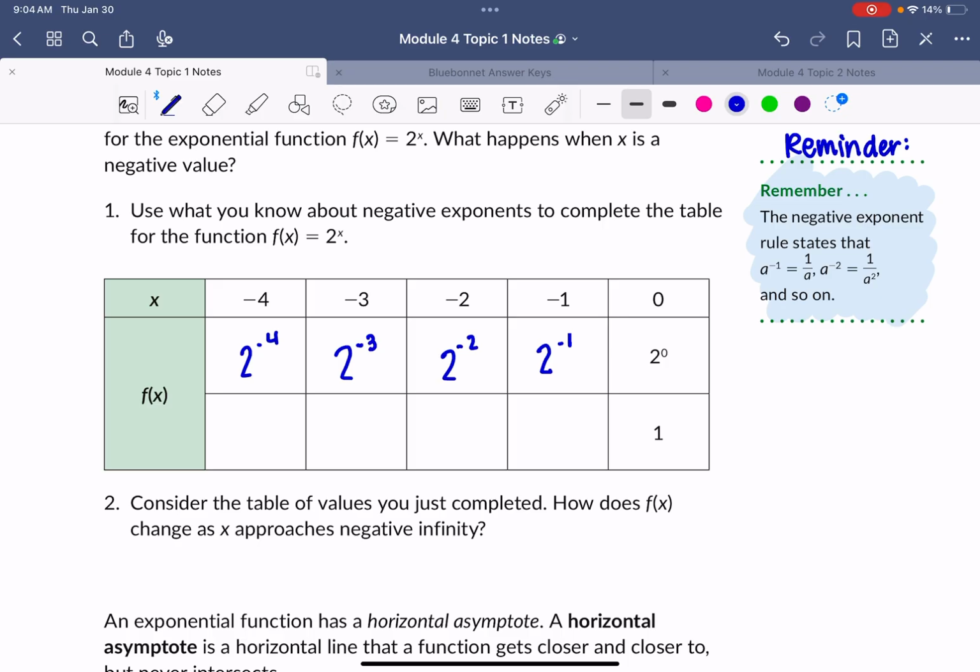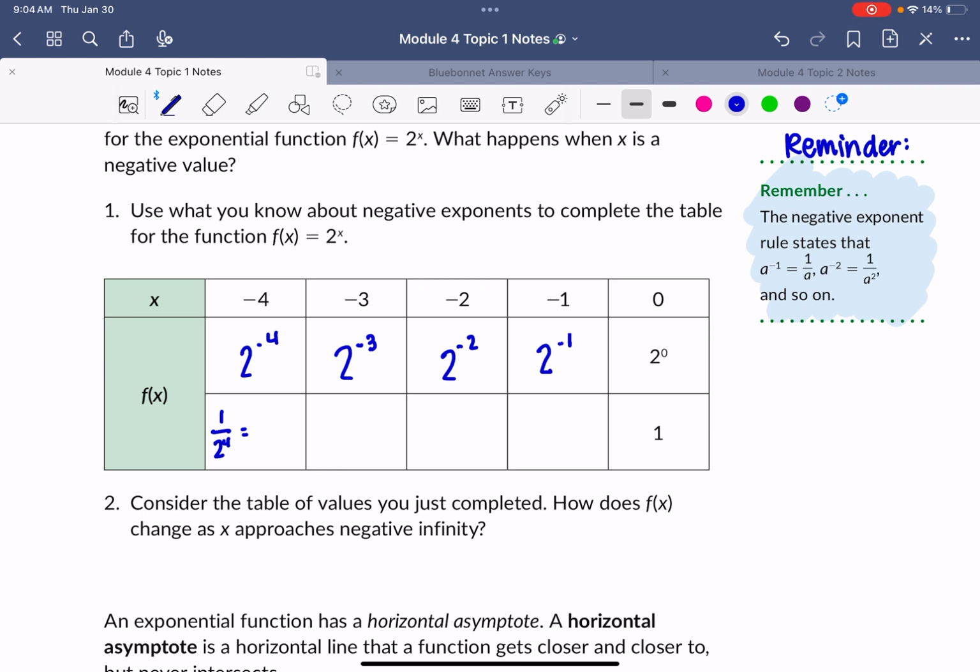Well, according to our rule over here, in order for my exponent to become positive, I have to do the reciprocal of it. So I'm going to go ahead and do that. That's going to become 1 over 2 to the positive 4. And then if you don't want to have a power in your denominator, you can plug this into the calculator and find what 2 to the 4th power is.